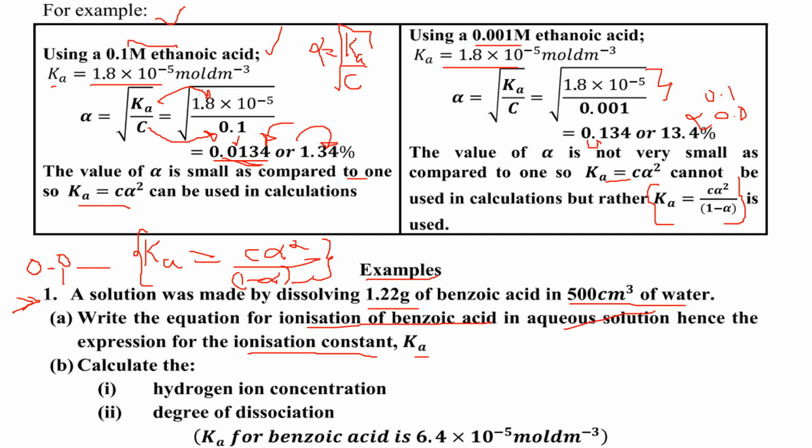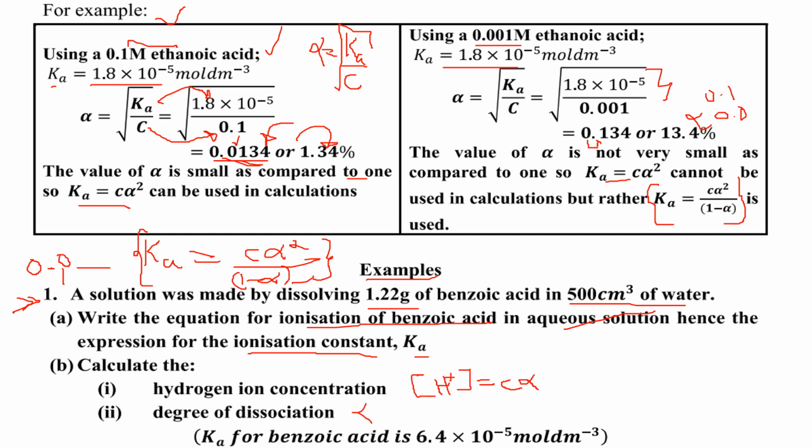We also calculate the hydrogen ion concentration. I hope you remember how I told you how we calculate hydrogen ion concentration. Hydrogen ion concentration, which is represented by this, in the introduction we say that it's given by concentration multiplied by the dissociation constant, which is alpha. So in part 2 we also calculate the degree of dissociation.